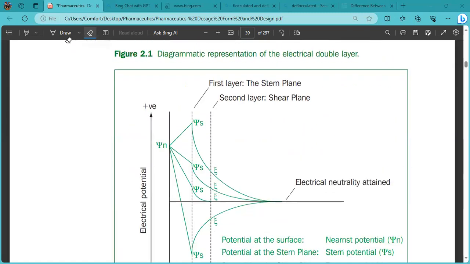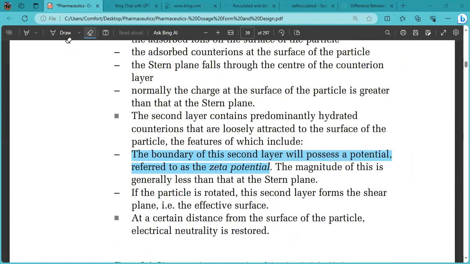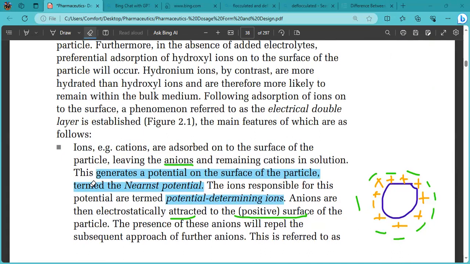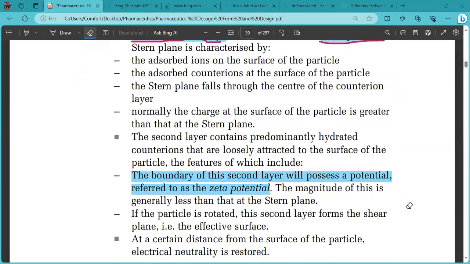Let me see. The boundary of the second layer will possess a potential referred to as the zeta potential. So now we've seen the Nernst potential, the first one, which is caused by the adsorption of the cations onto the surface of the particle. And now we've introduced a new concept known as the zeta potential, which is the potential generated as a result of the second layer, the negatively charged layer on the surface.